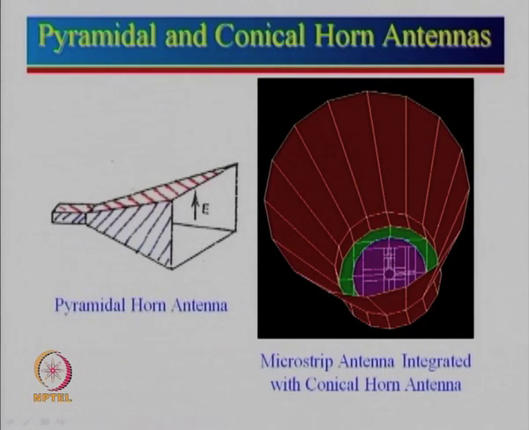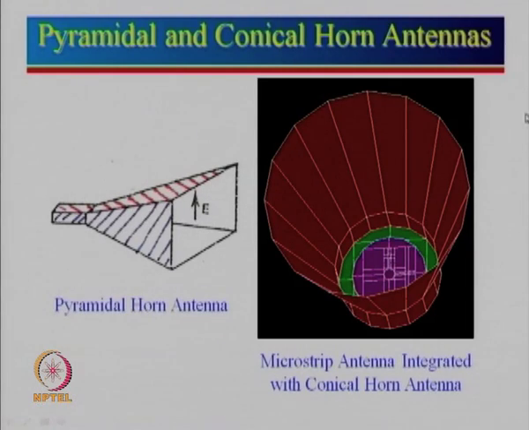Then the next one which we will cover is a horn antenna. Now there are two main types of horn antennas. One is a pyramidal horn antenna. In fact, there are variations also. So for example, if this is a rectangular waveguide and we flare in one plane only, then it can be an E sectoral horn antenna or H sectoral horn antenna.